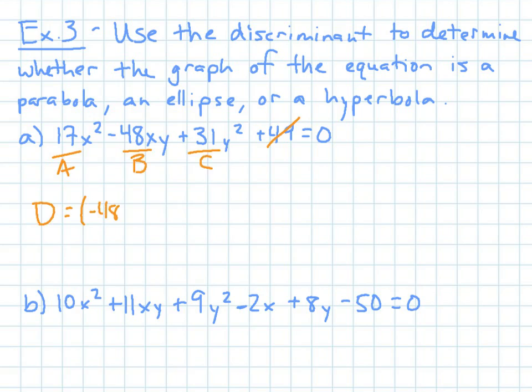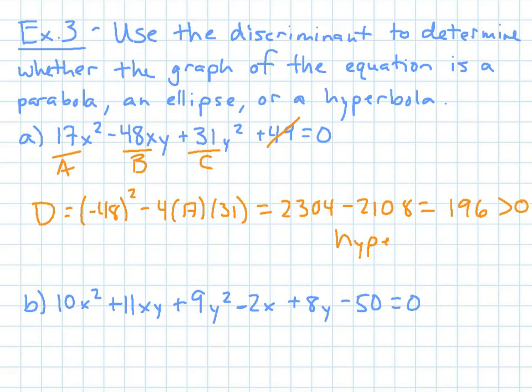So negative 48 squared minus 4 times 17 times 31. Now the only difference here for your discriminants, the numbers are going to be a lot bigger, okay? So be ready for that. So negative 48 squared is going to be 2,304. And then negative 4 times 17 times 31 is negative 2,108. So that means our discriminant is 196. That is greater than 0, so that means this is a hyperbola.